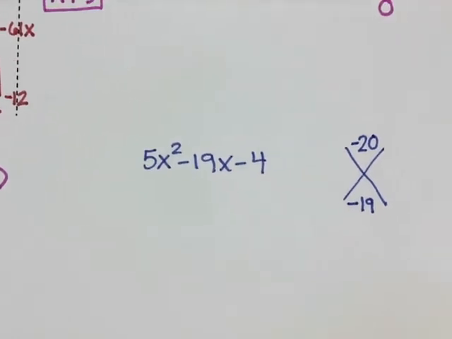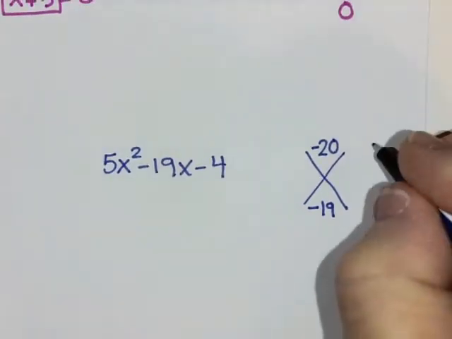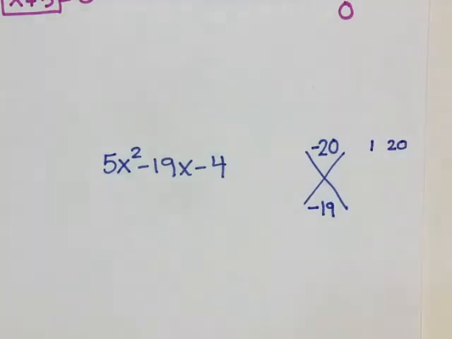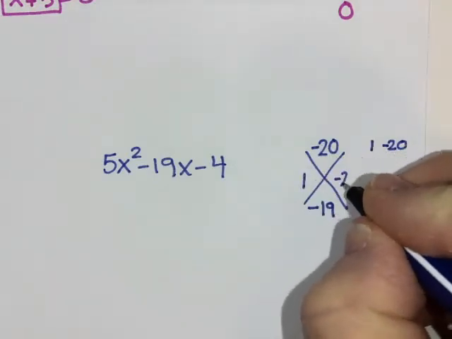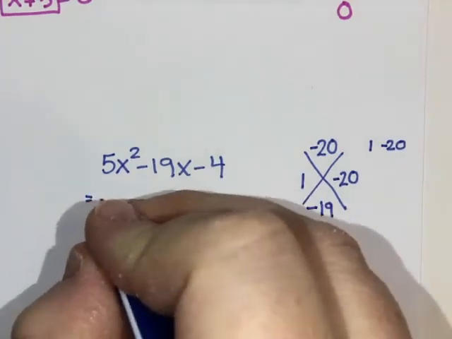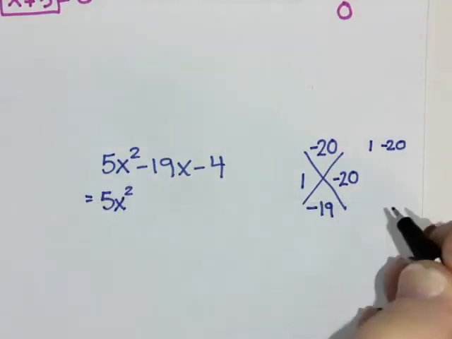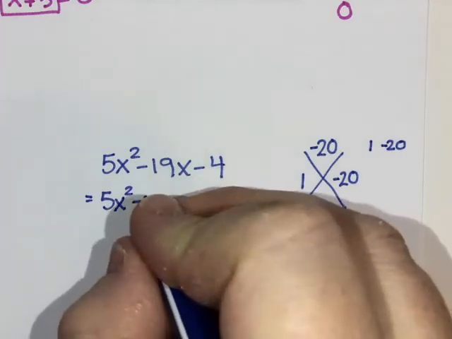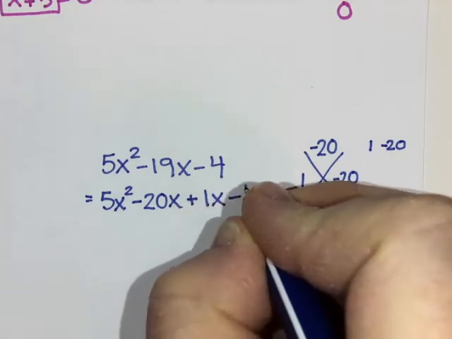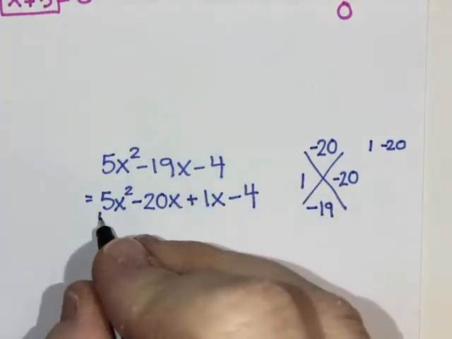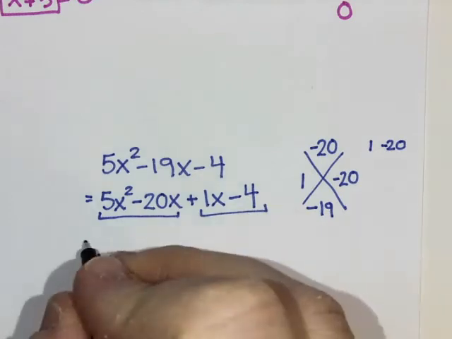Okay, things that would multiply to 20 would be 1 and 20. Can I make a negative 19 out of that? Well, if I did negative 20 and positive 1, I could add them to get negative 19. Would 1 times negative 20 equal negative 20? Yes, it would. So that means this is 5x squared, and I think the 20 would go nicely with that, so I'm going to do minus 20x and then plus 1x minus 4.